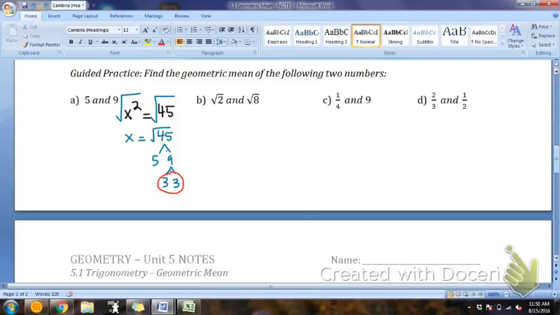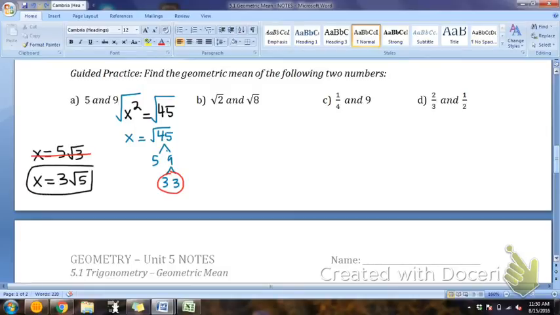Give myself some more room here. So x equals 5 square root of 3. Is that right? 3 square root of 5. Excellent. Good. Just checking if you're paying attention. x equals 3 square root of 5. Good.